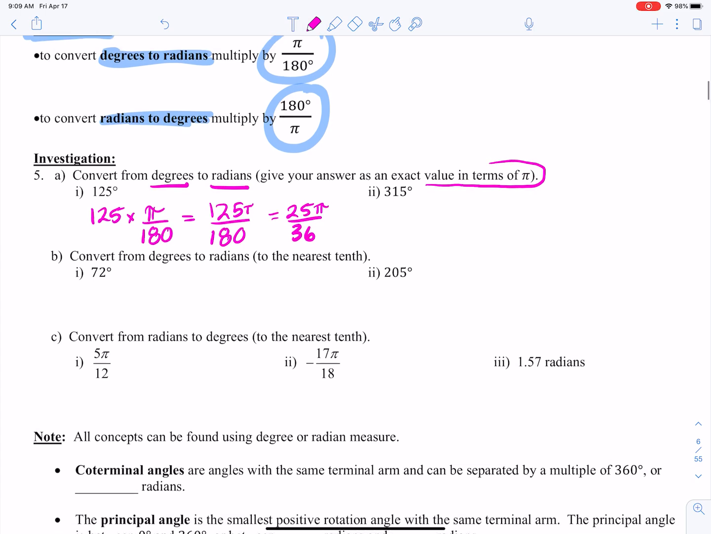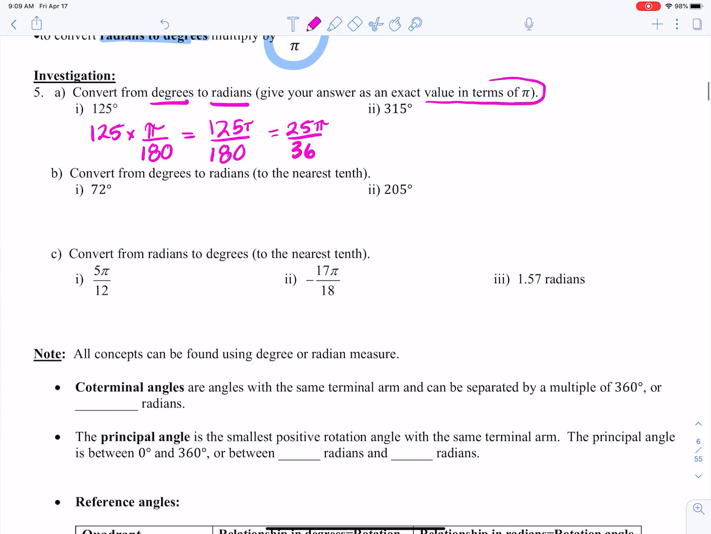I'm going to leave the next one for you, and then I'm going to go ahead and do this one. So convert from degrees to radians to the nearest tenth. Note that they're not asking for an exact value. So I follow the same process to start, but I just put it in my calculator, 72 times pi over 180 in one sweeping motion, and I end up with 1.3 radians. And I'll let you do number 2 on your own here as well.